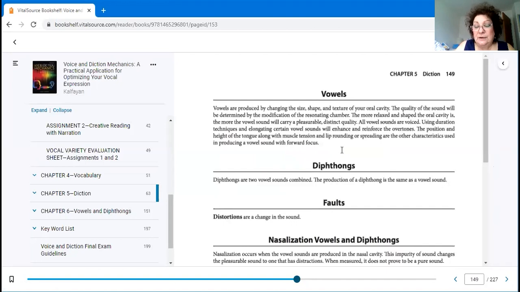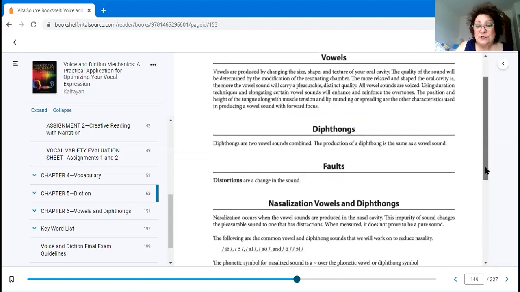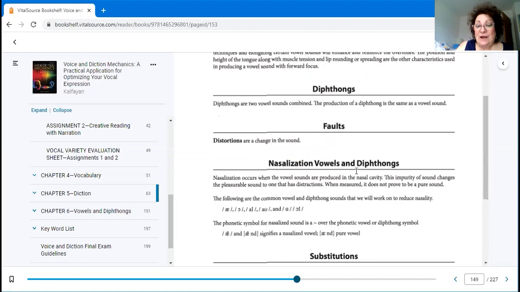As we learned prior, vowel sounds are produced by changing the size, the shape, and the texture of our oral cavity. And diphthongs, since they are two vowel sounds combined, are produced in the same way. So diphthongs go to two places, and that's why we know they have two vowel sounds combined. There are faults of vowel sounds, and the fault is a distortion, and the specific distortion that we do have in this region is the nasalization of vowels.